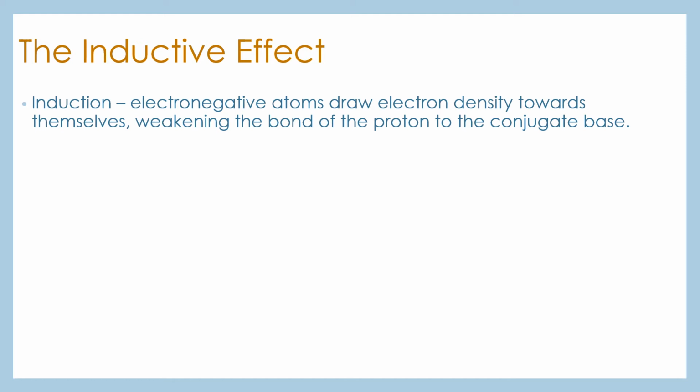Another factor that has a huge effect on acidity is the inductive effect. And the inductive effect is the one that you're probably going to apply the most often. Induction is when electronegative atoms draw electron density towards themselves, weakening the bond of the proton to the conjugate base. So let's look at acetic acid again, for example, versus ethanol.